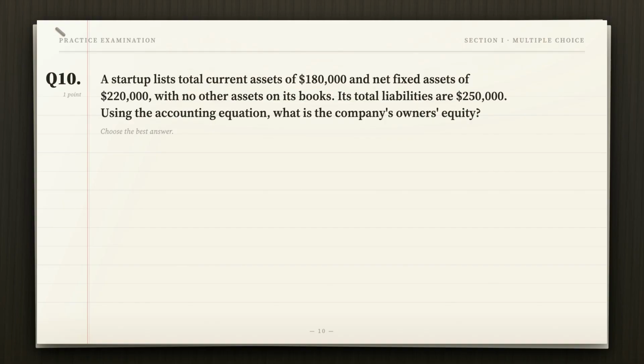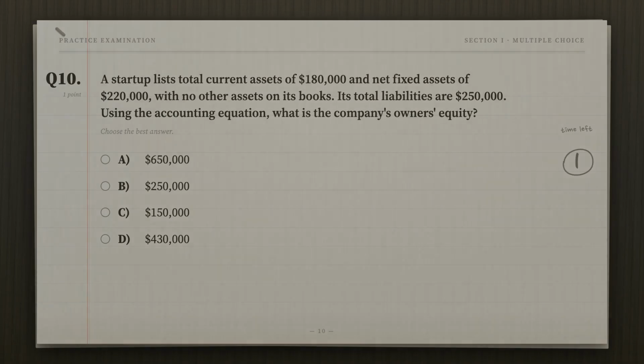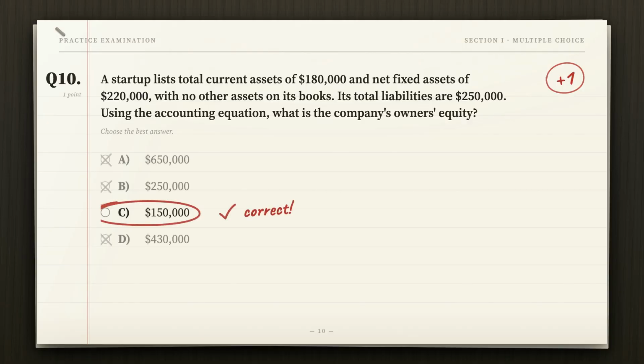Your options are A. $650,000, B. $250,000, C. $150,000, D. $430,000. Take a second. Which answer would you pick? The correct answer is C.